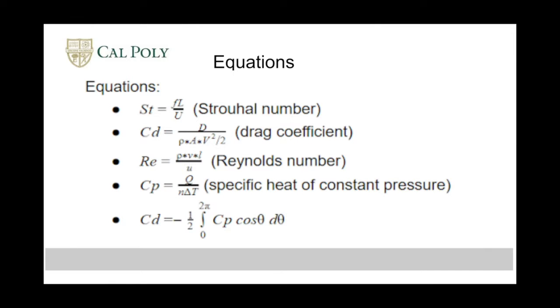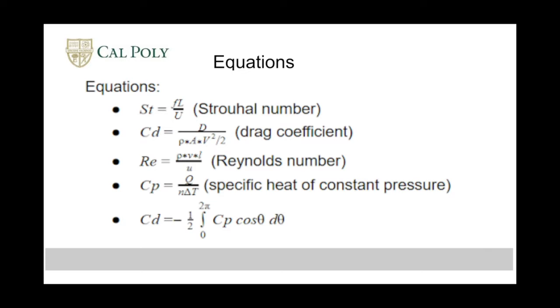These are the equations that we are going to be using in the analysis section. The Strouhal number is a dimensionless value that describes oscillatory patterns. The second and fifth equations relate to drag coefficient. Drag coefficient is used to quantify the drag or resistance of an object in a fluid environment. The Reynolds number is a dimensionless quantity used to help predict flow patterns in different fluid flow situations.